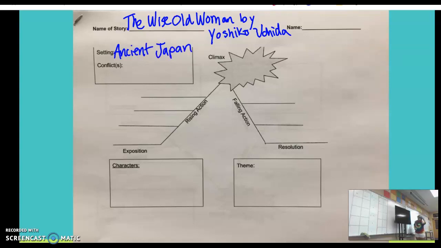Couple different conflicts, right? There's usually one big conflict and also some other small ones.